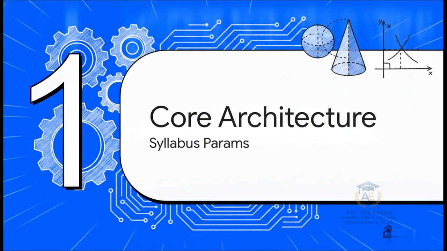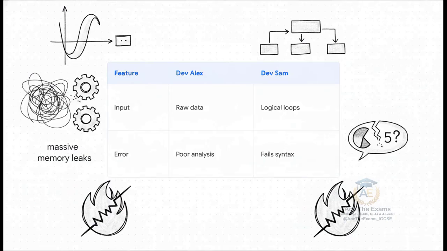So, Module 1, core architecture. To really show you where things go wrong, let me introduce you to 2 of our junior developers. We've got Dev Alex and Dev Sam. Now, Alex is absolutely incredible at raw data inputs. Alex can look at a curve, intuitively know the exact integration steps, and just jump straight to the answer. But Alex causes massive memory leaks because of poor multi-stage analysis, basically skipping the core steps of written working on paper.